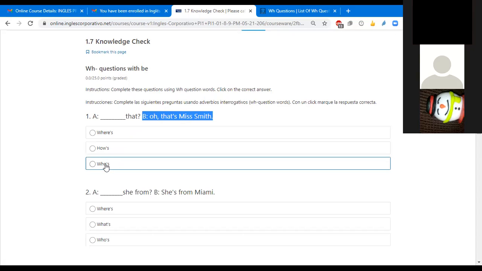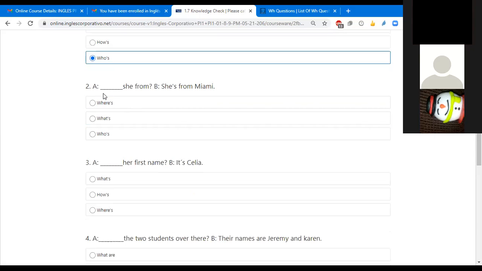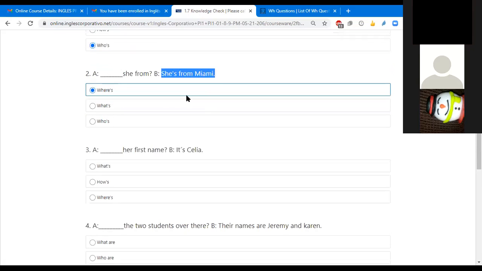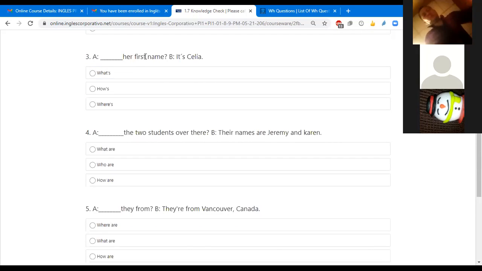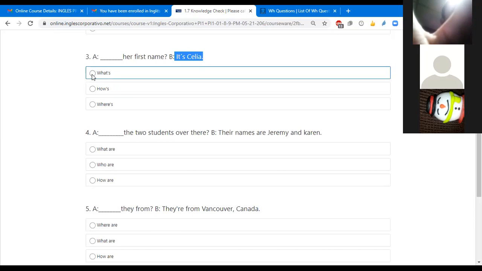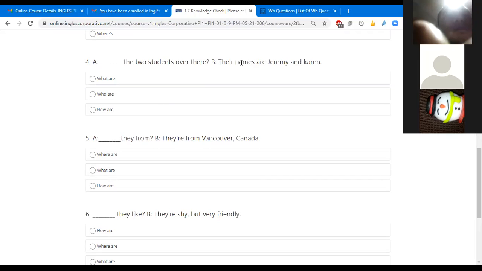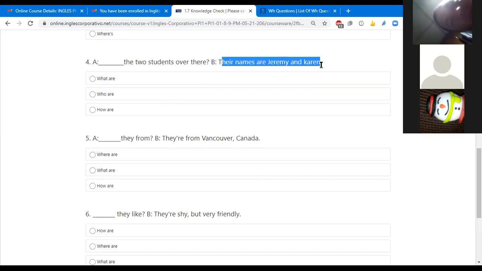Who's that? Exactly. Who? Okay, that's Mrs. Smith. Who's that? Good. Number two, it says she's from Miami. Where's she from? So you see the key is the question and the answer. Her first name is Celia. What's her first name?